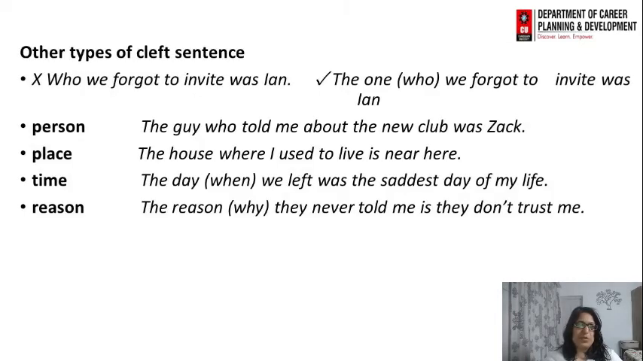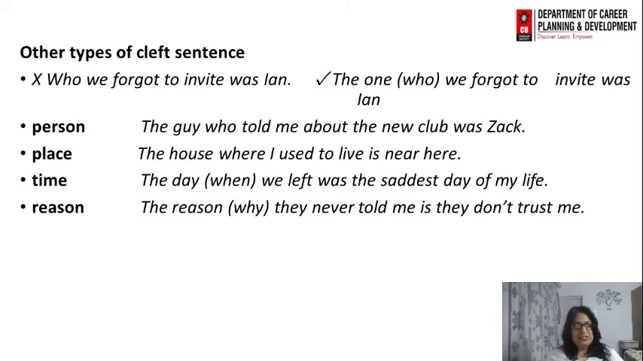We can use WH clauses with when, where, why, and also who, to highlight a person, a place, a time, or a reason, but we usually use an introductory noun phrase. Let me give you an example again. Who we forgot to invite was Ian. Now that's not the right way of saying it. The one we forgot to invite was Ian. So we don't say the word who here: the one we forgot to invite. Or: the one who we forgot to invite was Ian, right?